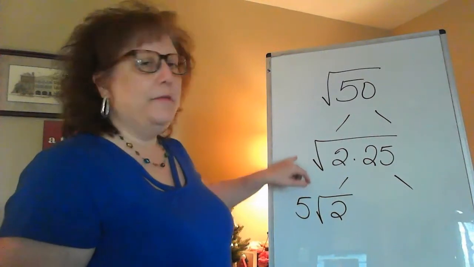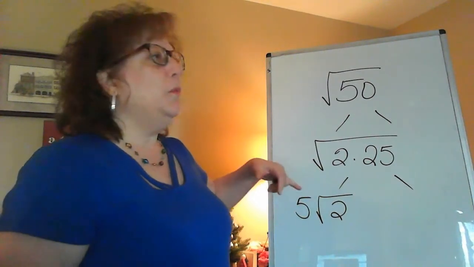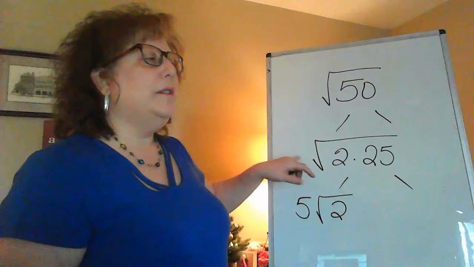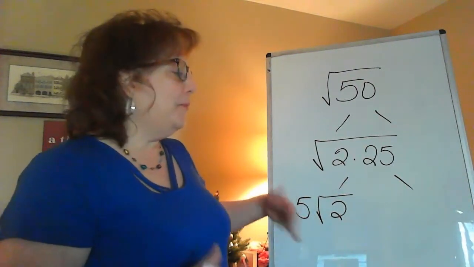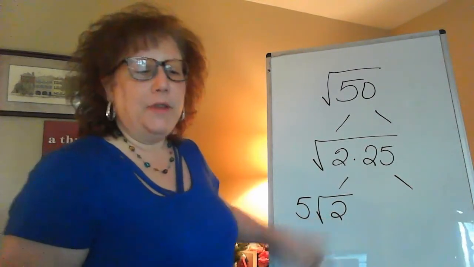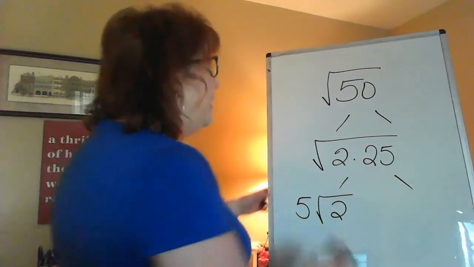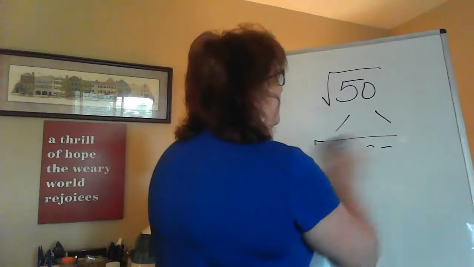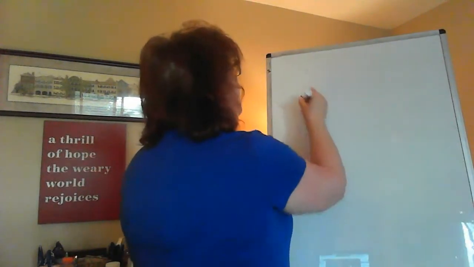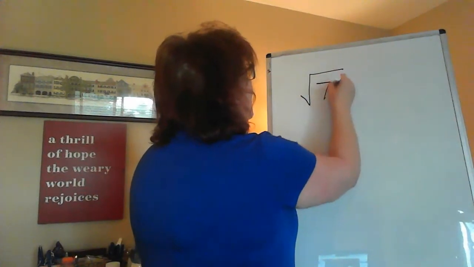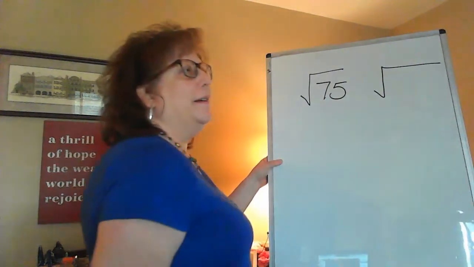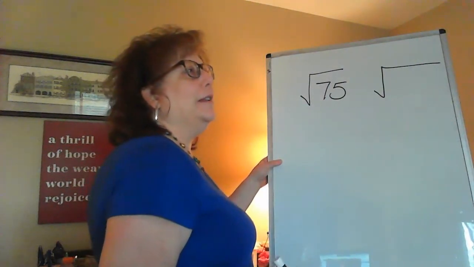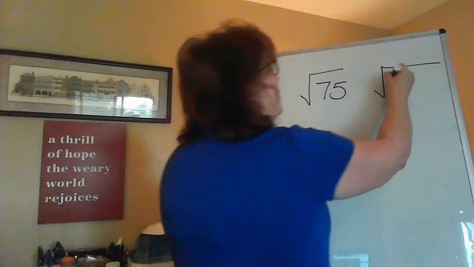So when you have numbers like this, you want to break it down as much as you can, and then see if you can get rid of part of it. You may still have a radical left, and that's okay. So let's try a couple of those. We're going to do the square root of 75, and we're going to do the square root of, let me think of another one, how about 200?